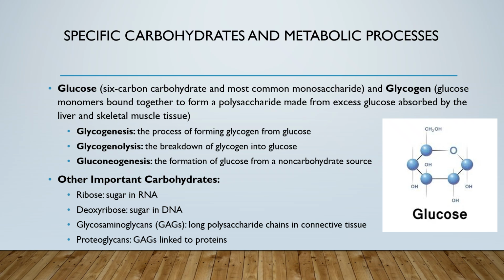Other important carbohydrates include ribose, which is the sugar in RNA, deoxyribose, which is the sugar in DNA, and glycosaminoglycans, or GAGs, which are long polysaccharide chains and important in connective tissue. Proteoglycans are GAGs linked to proteins and the major component of the extracellular matrix.